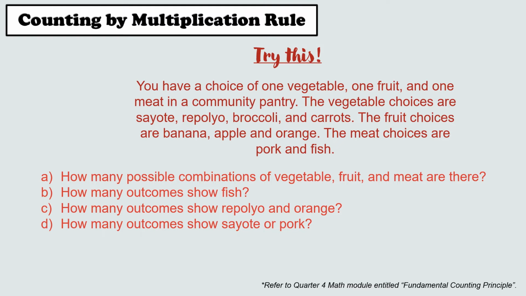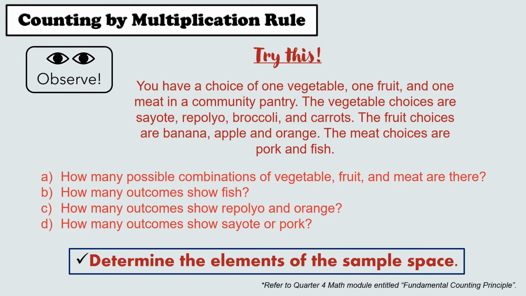To do that, we observe what is given in the problem. We determine the elements of the sample space by looking at the choices that we have to make. We can choose one vegetable from sayote, repolyo, broccoli, and carrots. We can choose one fruit from banana, apple, and orange. Finally, we can choose one meat from pork and fish.